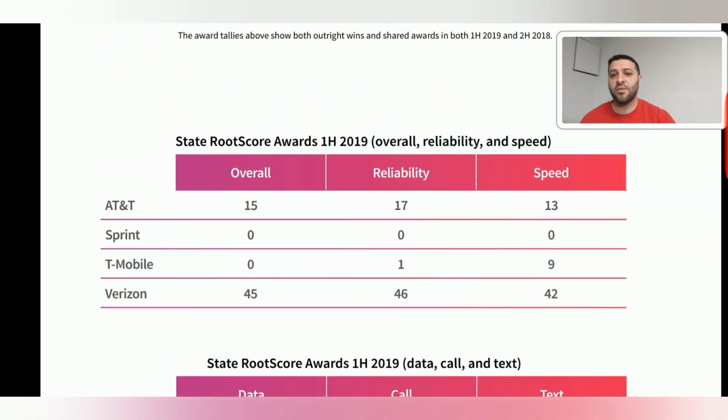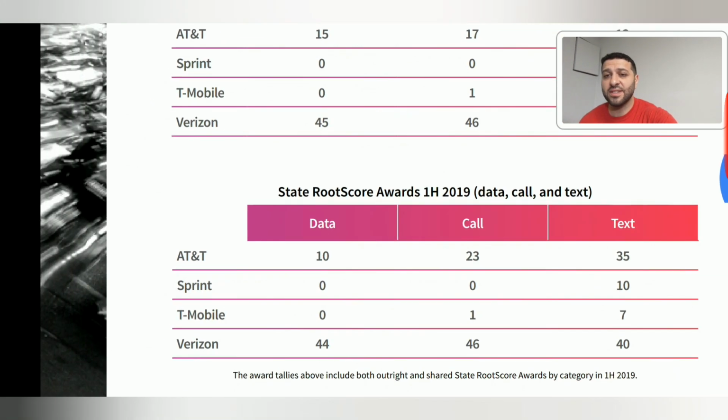For overall testing, reliability, and speeds, AT&T's got a lot. Verizon has the most. T-Mobile took home 9 for speeds, 1 state reliability award. Sprint didn't have any state awards. Very unfortunate there. You can kind of see that Verizon, again, this is the Verizon test.